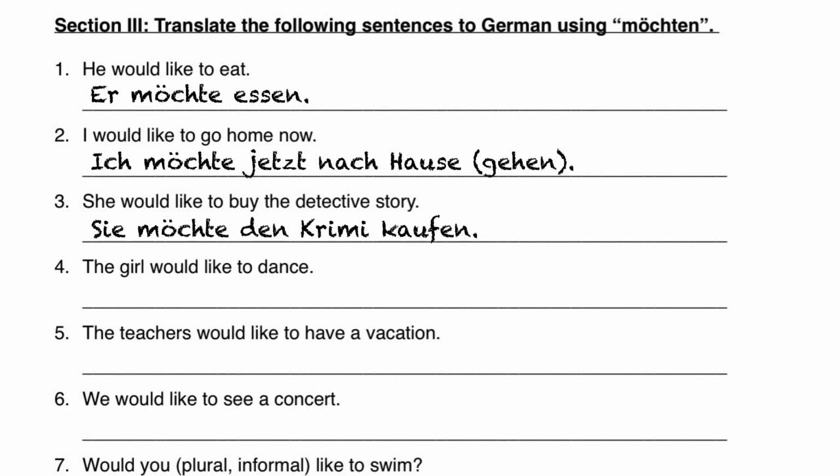The girl would like to dance. Das Mädchen möchte tanzen. The girl would like to dance. Möchte is the conjugated form that goes with das Mädchen, and tanzen is our other verb at the end of the sentence as the infinitive.